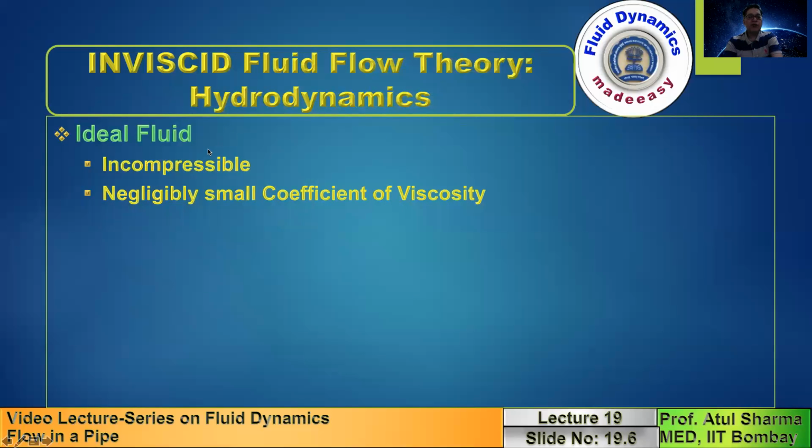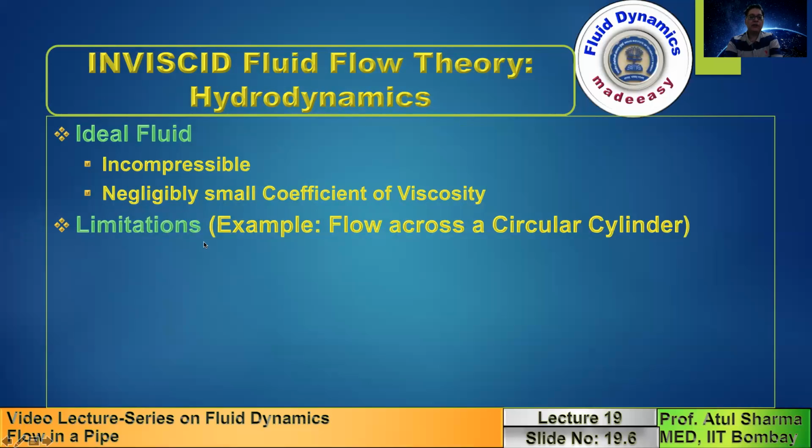In the early days of fluid mechanics, this is the theory which was very popular, which is called inviscid fluid flow theory, and this was called a subject called hydrodynamics. So in this subject of hydrodynamics, the fluid was considered as an ideal fluid, and the ideal fluid corresponds to a fluid which is incompressible and which has a negligibly small coefficient of viscosity. So in these cases, the viscous forces are considered negligible, and there is a balance between the inertia and the pressure forces.